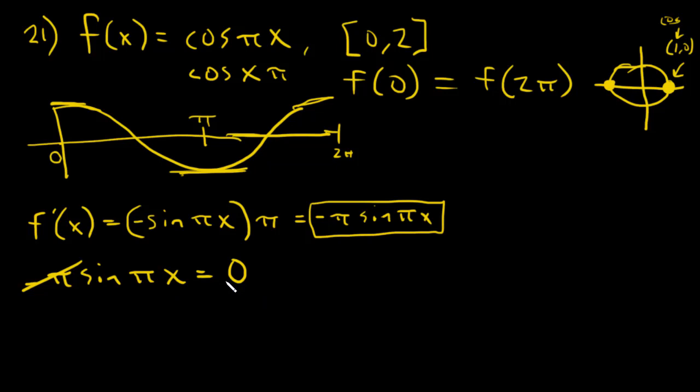When does sine of pi x equal 0? Well, it equals 0 when pi x equals pi, which means x equals 1. And what do you know? X equals 1 lies right in the middle between 0 and 2, which is what we thought it was going to do anyway based on our little sketch. So there you have it. Rolle's theorem works again. All right, let's move to the very last one.